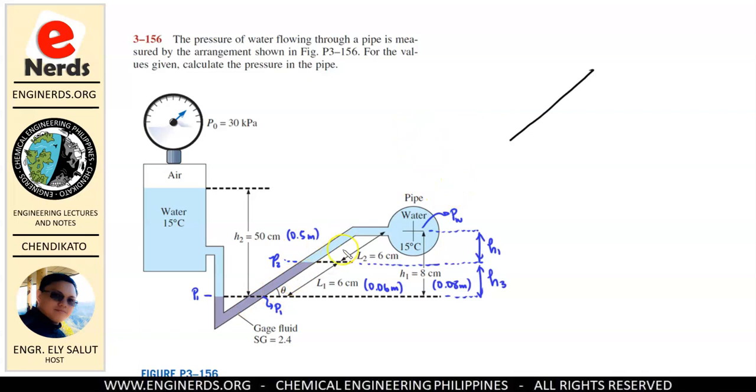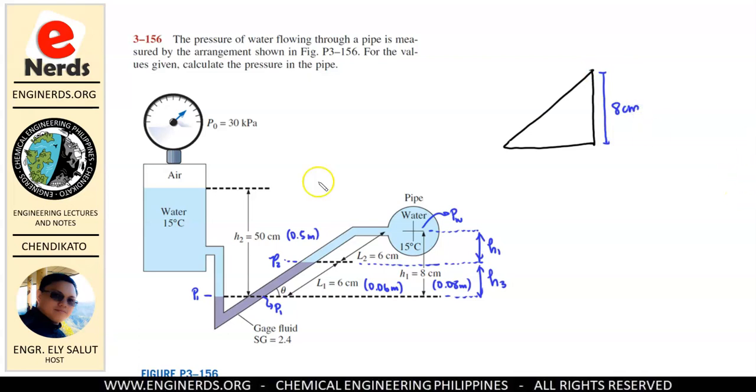If this is the length of our inclined manometer from point P1, we will start from point P1 because we know the value from the center of our pipe down to our H1. Let us write that one to make our calculation easier. From here to here, this will be our height, which is 8 centimeters. So let me write that. Our height is 8 centimeters.